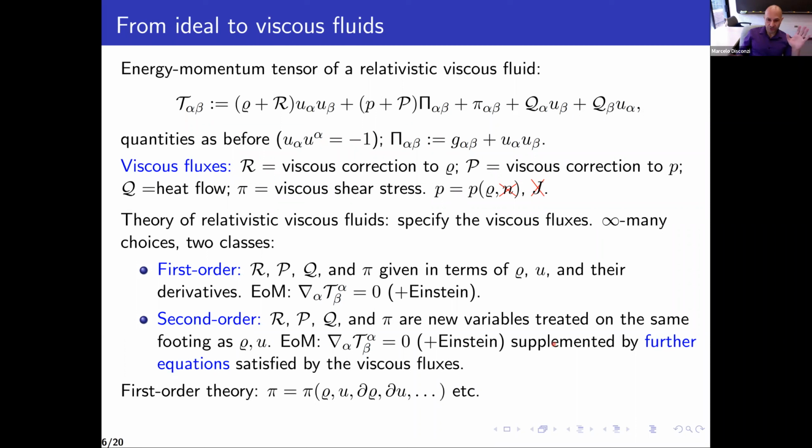So before I give you examples, let me just summarize in a nutshell. In first-order theories, the viscous fluxes, for example, the viscous shear stress, is some known expression involving the density, the velocity, and their derivatives. In second-order theory, the viscous fluxes, for example, the viscous shear stress, is going to satisfy its own equation of motion. So this is the summary. Let me move on to give you concrete examples now.